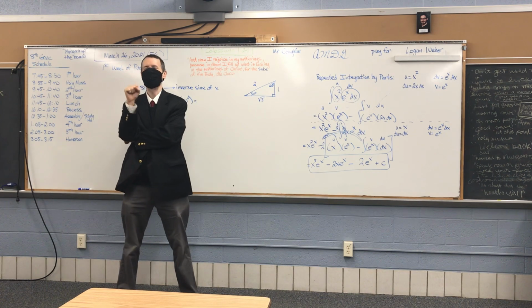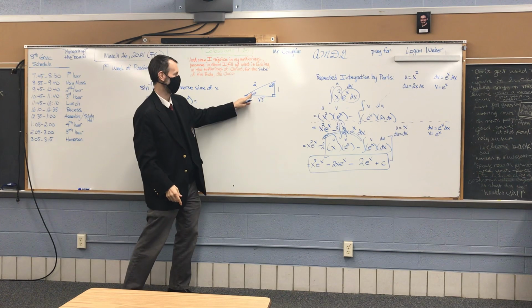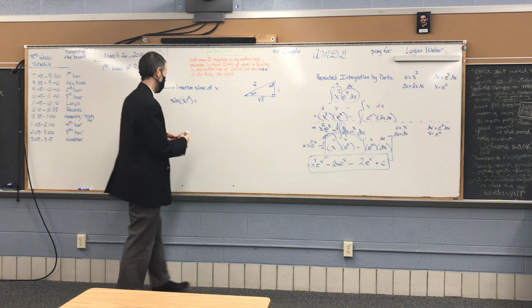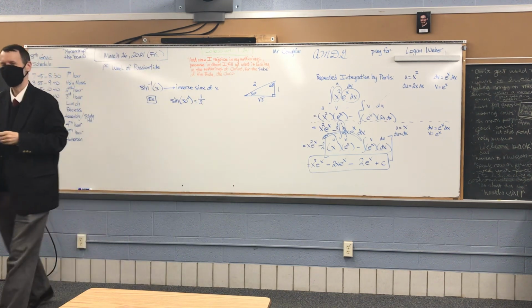What is the definition of sine? Opposite over hypotenuse. So, the sine of a 30-degree angle? One half. One half. Every possible fraction we guessed.